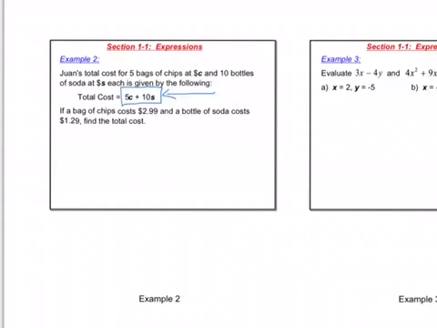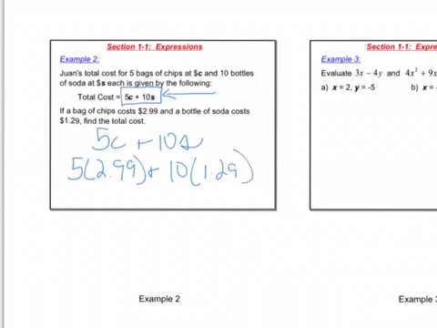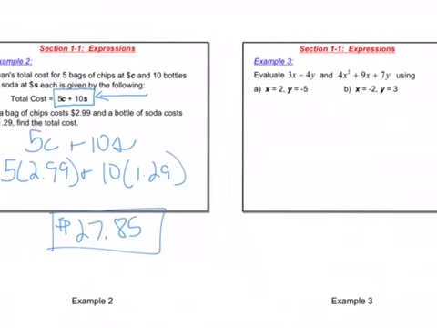So we know that we are going to substitute $2.99 in for C and $1.29 in for S. So you're going to replace C with $2.99 and you're going to replace S with $1.29. When you multiply 5 times $2.99, you get $14.95, and 10 times $1.29 is $12.90, so you get a total of $27.85.